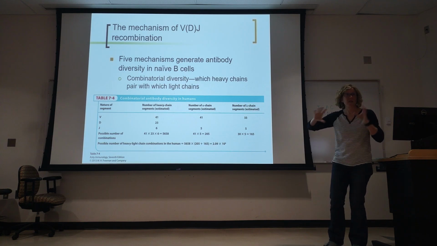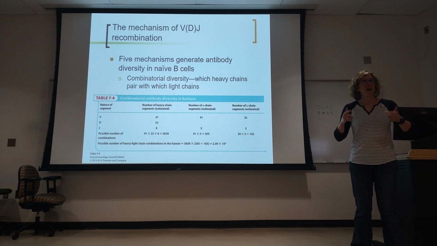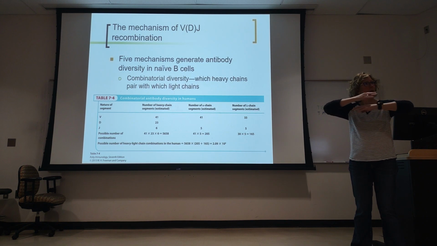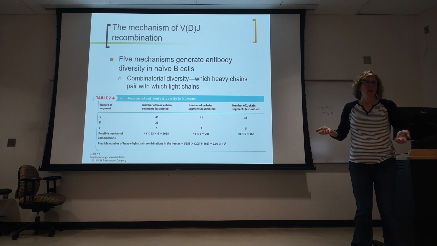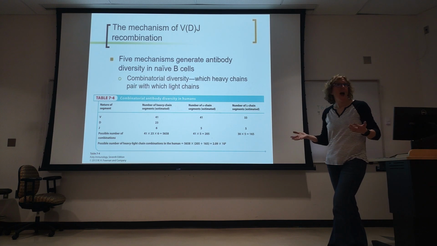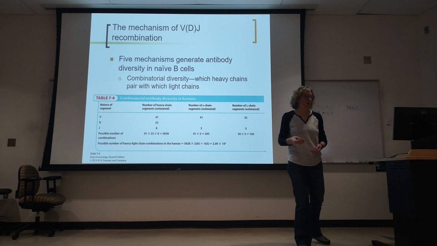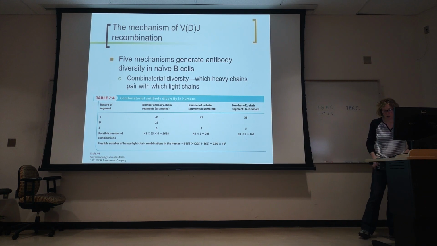Okay, so this is just raw numbers. But then there's also the randomness of how P nucleotide addition will put everything together. Sometimes it will be exactly the way it's scripted. Sometimes it won't be. And N nucleotide addition can happen between any of the segments. Exonuclease trimming can happen within any of the segments. We can't predict how those ends will be joined together in those ways. So that adds some more variability to the process.